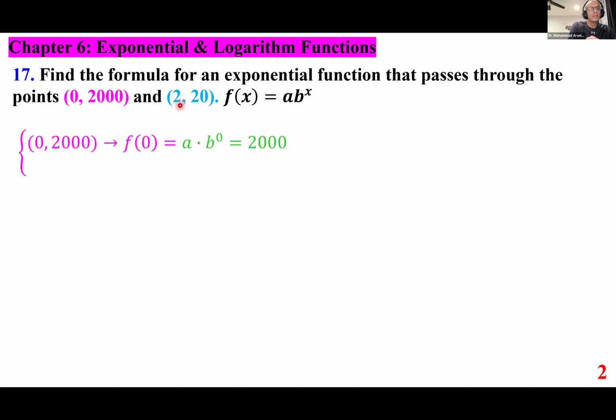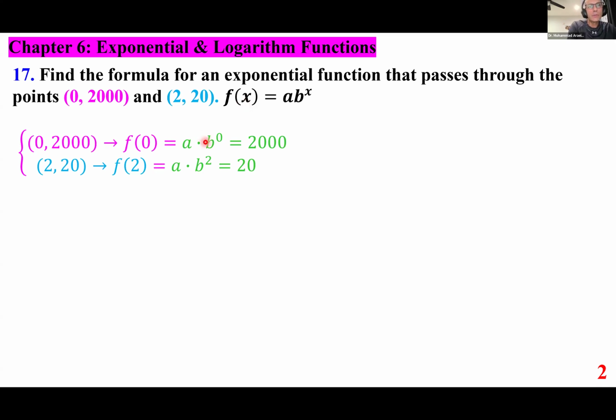So we are going to write (0, 2000) means f of 0. So I'm going to replace the x with 0. A times b to the power of 0 is 2000. That's the meaning of it, everybody. And this one, (2, 20), that means I replace the x with 2, and f of x with 20. That's the meaning of it.